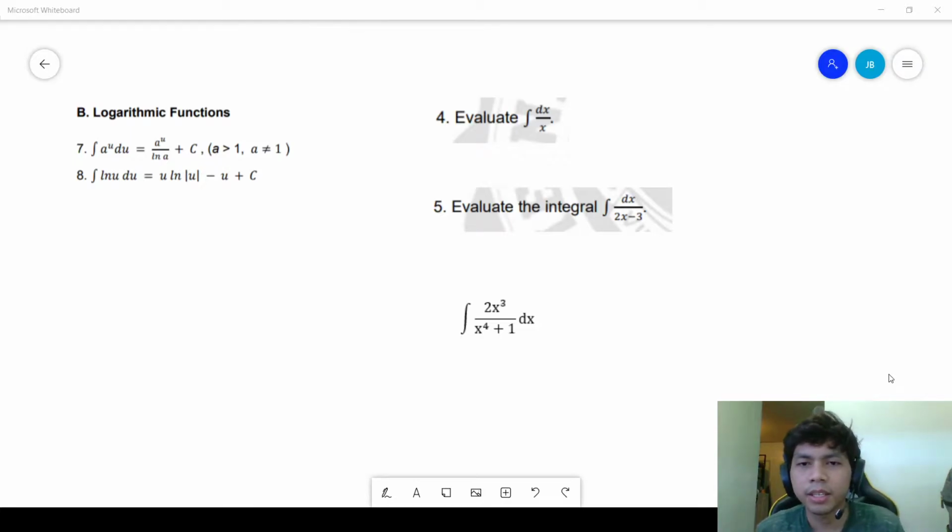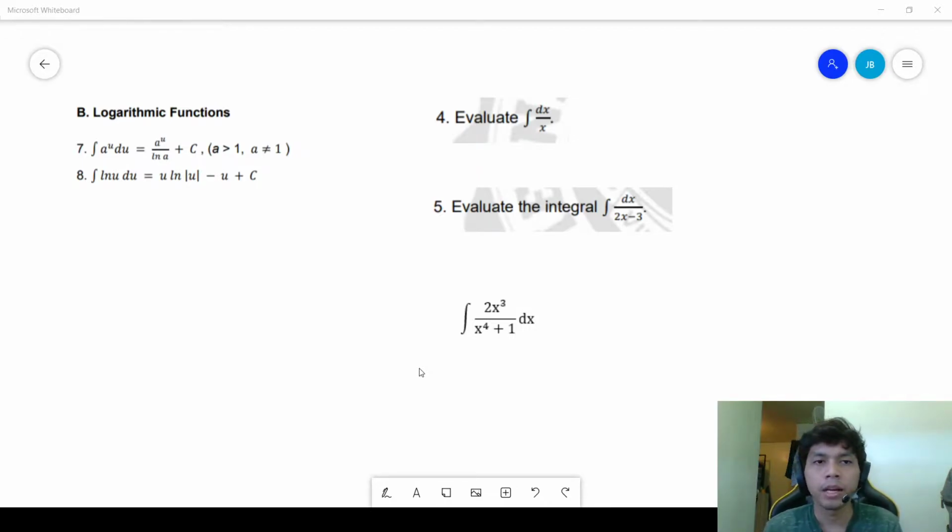Hello everyone. We will be discussing today two topics which are covered for your first exam. It's the basic or simple logarithmic functions and the simple trigonometric functions. Okay. Now let's first talk about the simple logarithmic function.